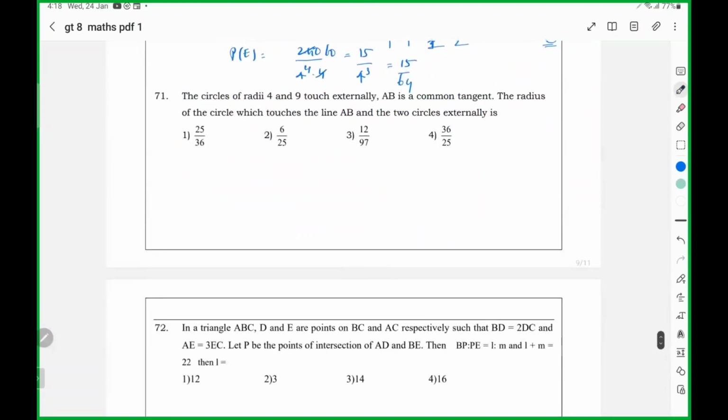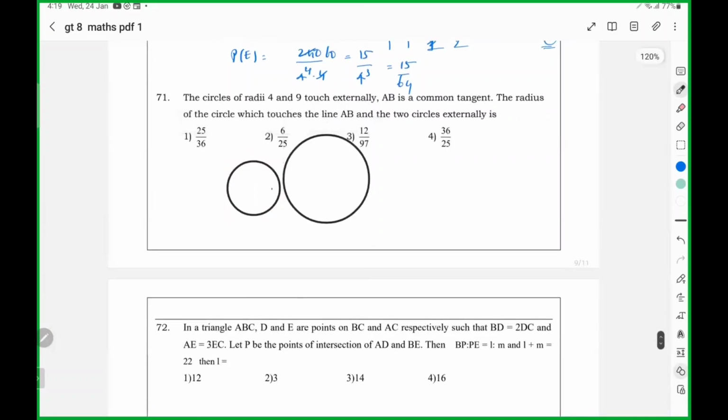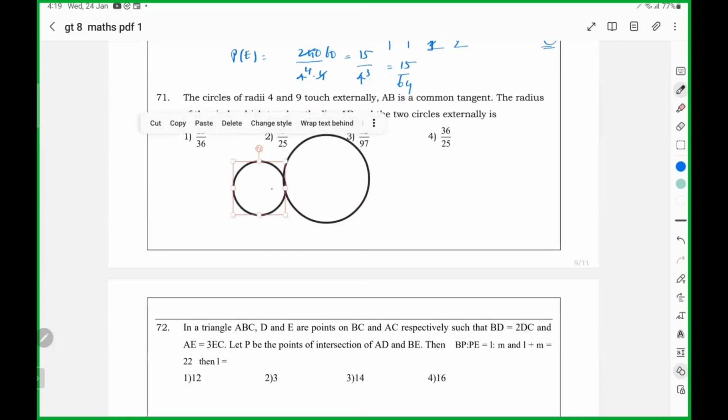Two circles, 4 and 9, touch externally. Here you have one circle. This is another circle. They touch each other externally. AB is a common tangent.